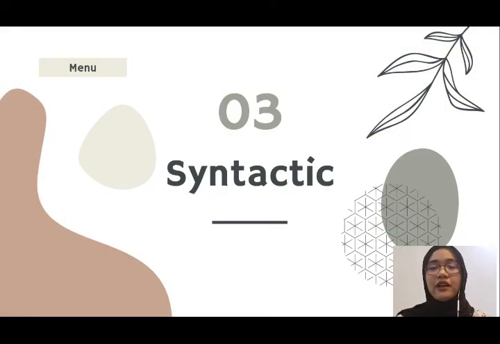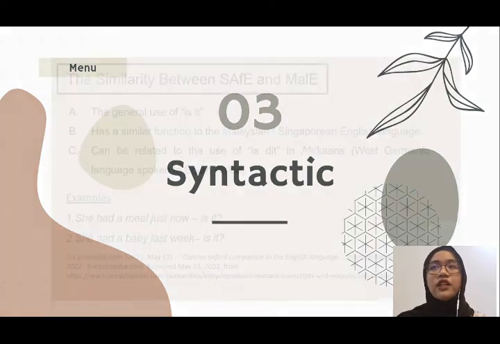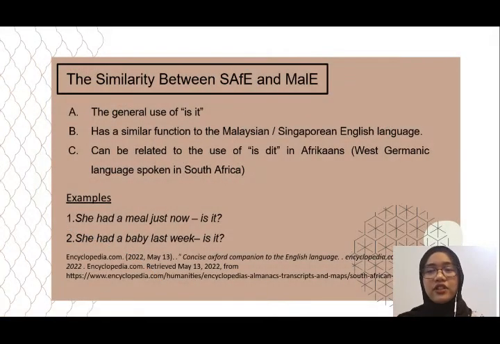My name is Nafara binti Ahmad Chong, and I will be continuing the presentation with the syntactic features of South African English. In terms of syntactic features in South African English, one can observe that there is a similarity between this language variation and other variations such as Malaysian and Singaporean English. The similarity can be seen in the general or all-purpose use of "is it," as all the variations stated previously use it frequently in their sentences. Examples are "She had a meal just now, is it?" and "She had a baby last week, is it?"